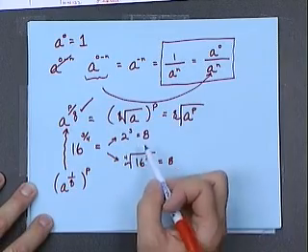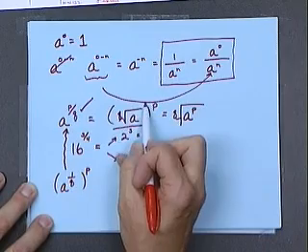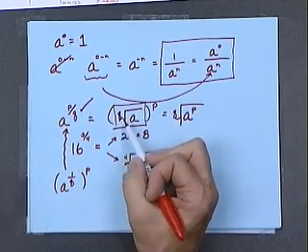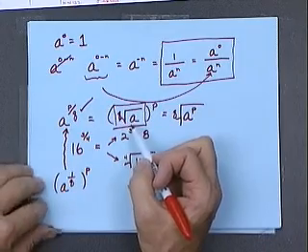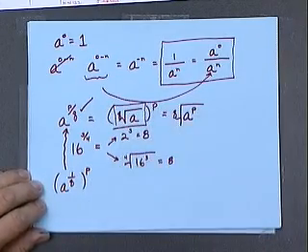And that really is this, right? That's a to the 1 over q, which would be the qth root. And then we would raise that to the p power.